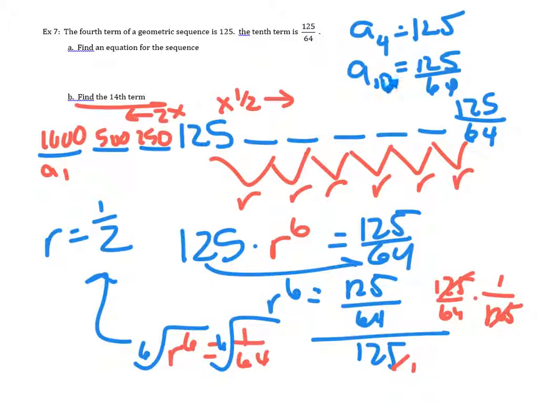Like on the last screen, when we did arithmetic, you did y2 minus y1 over x2 minus x1. It's kind of like slope. Well, on geometric sequences, you divide. You do y2 divided by y1, and then you root it by whatever that 10 minus 4 is. I'll show you what I mean on the next screen.